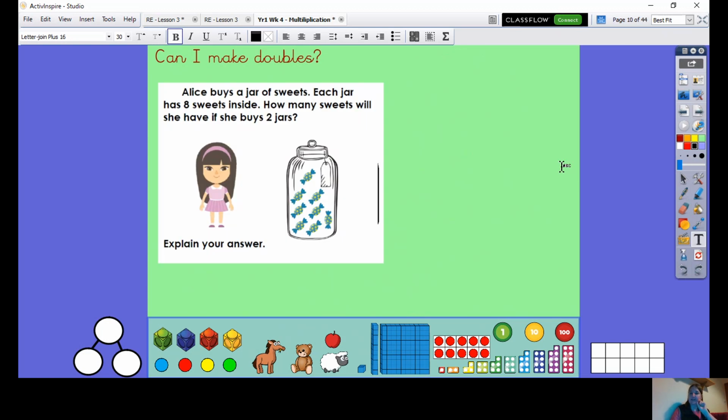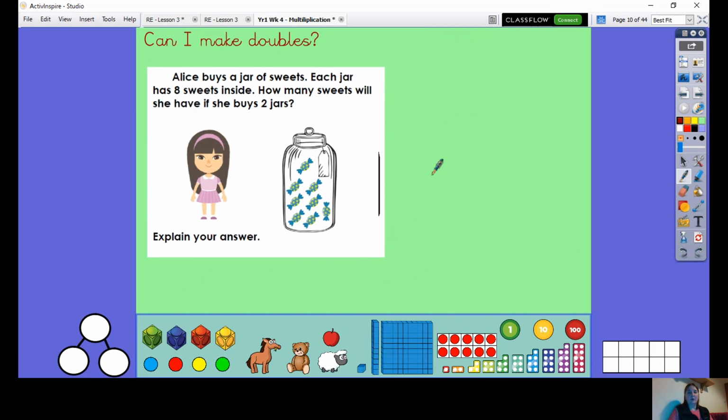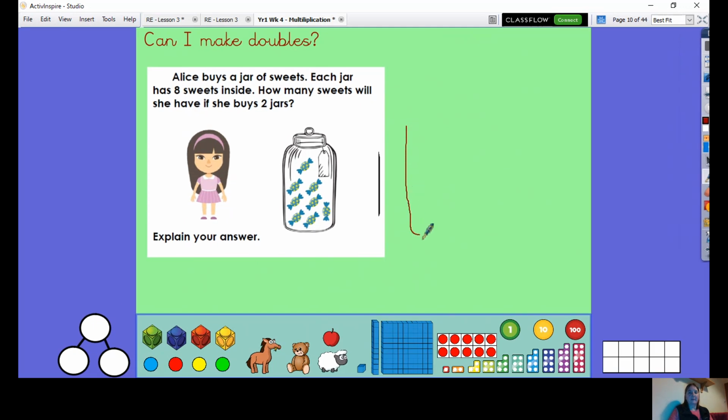Okay, so let's have a little think about this one. So it says here that Alice buys a jar of sweets. Each jar has 8 sweets inside. How many sweets will she have if she buys 2 jars? So we've got 1 jar here that's got 8 in it. So to work this one out, I would draw myself, it's not going to be perfect, another jar here, and I might just draw circles to show that 8.